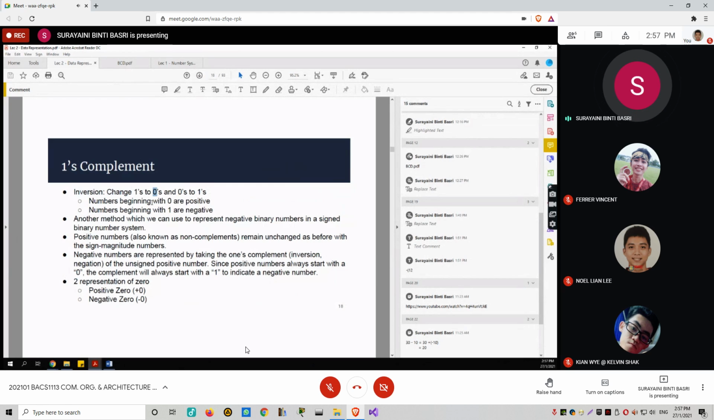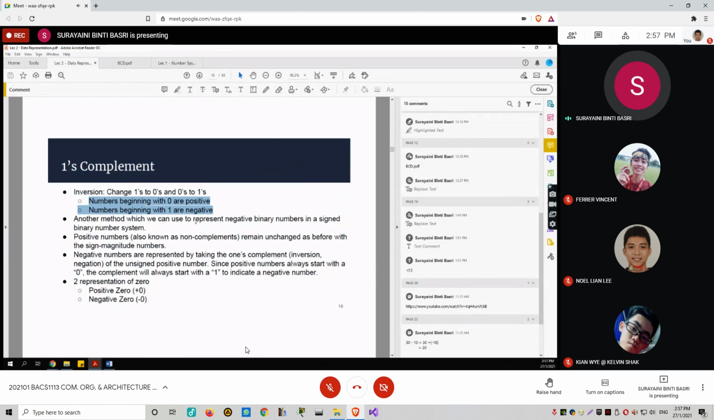So numbers beginning with 0 are positive, and the numbers beginning with 1 are negative. This is the same rule as the first method, but it adds a new rule, which is that it will change the 1 into 0 and then 0 into 1.